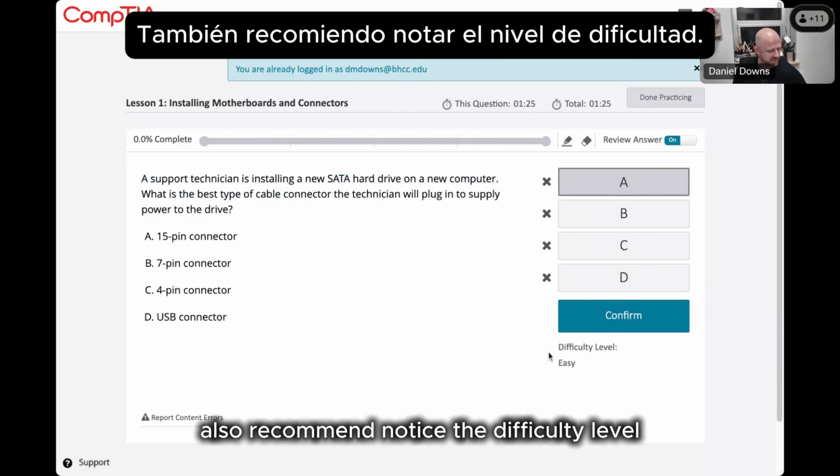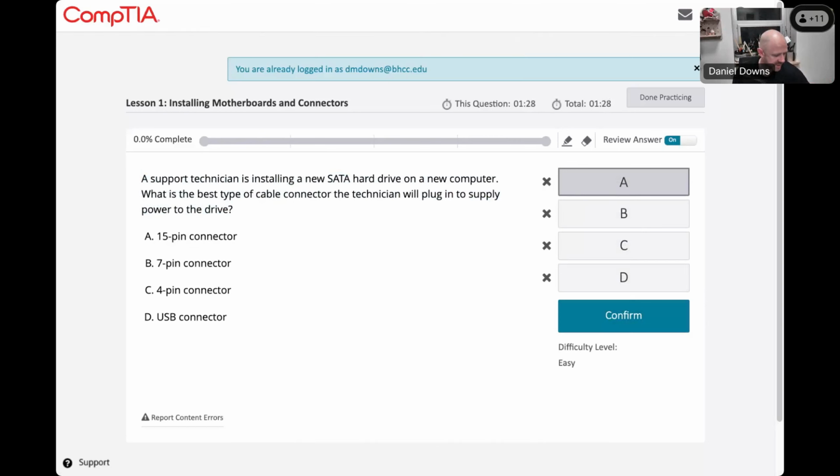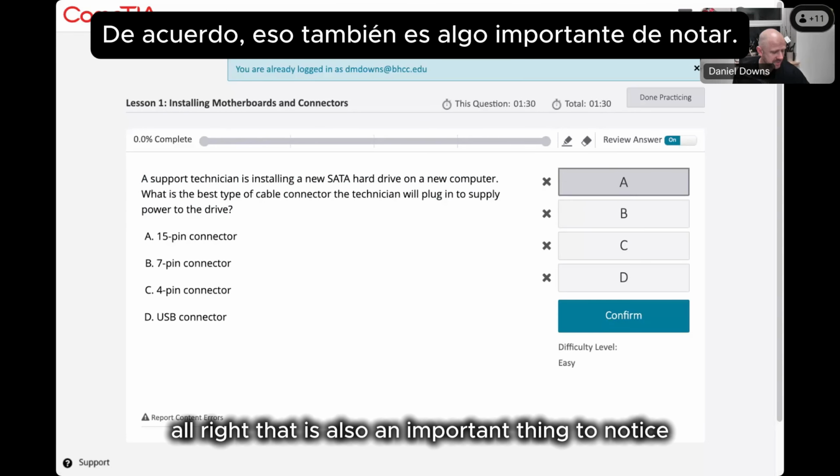Now, also notice the difficulty level. All right. That is also an important thing to notice.